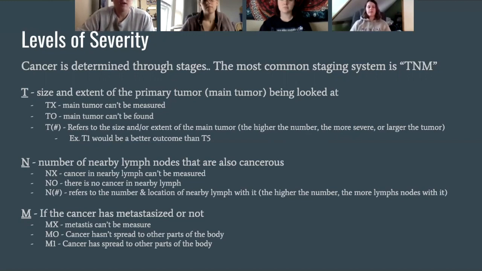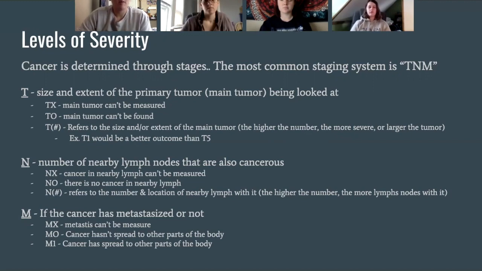And then N of the TNM scale is the number of nearby lymph nodes that are also cancerous or infected. And again, the grading works the same way. N with the number after it refers to the number and location of the nearby lymph nodes with it. Same thing, the higher the number, the more lymph nodes.